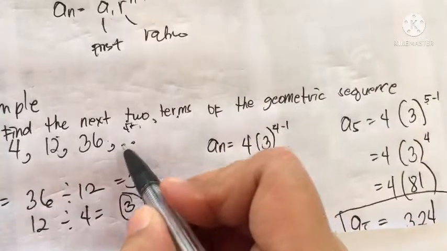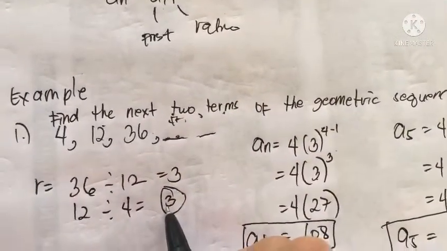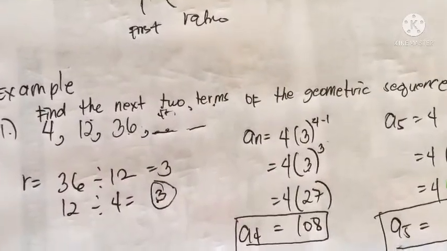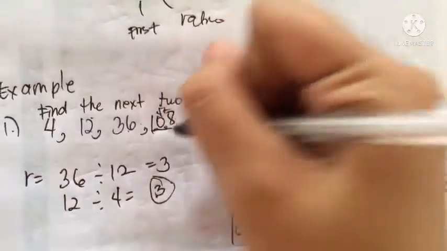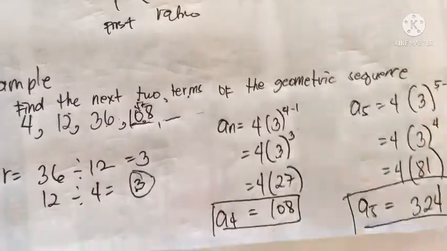So, by the way, kung next term lang ang hinahanap natin dito, since alam na natin ang common ratio natin na 3, we can simply multiply. So, magiging 36 times 3, the answer is 108. Para makuha yung susunod, 108 times 3, we have 324.